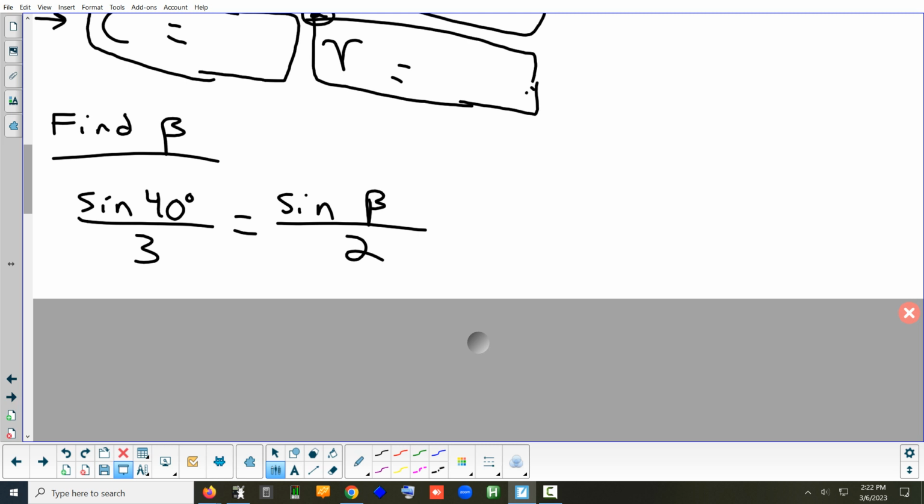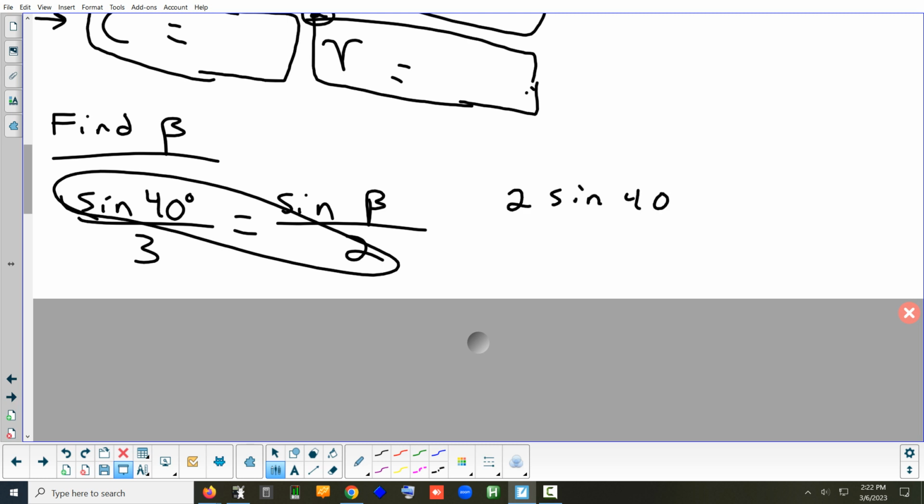So we've got 2 sine 40. I'm taking this one step by step. I'm not doing any of the steps in my head this time. So 2 sine 40 equals 3 sine beta.